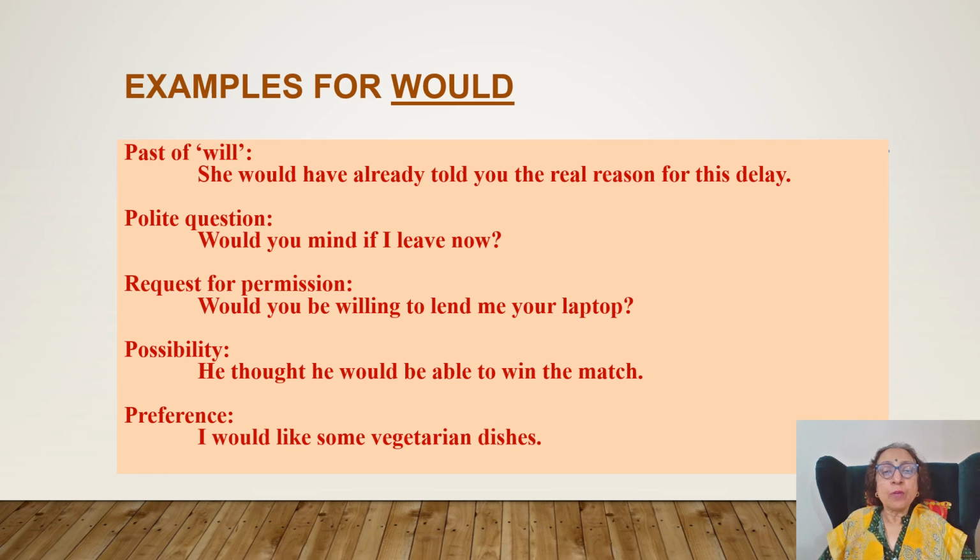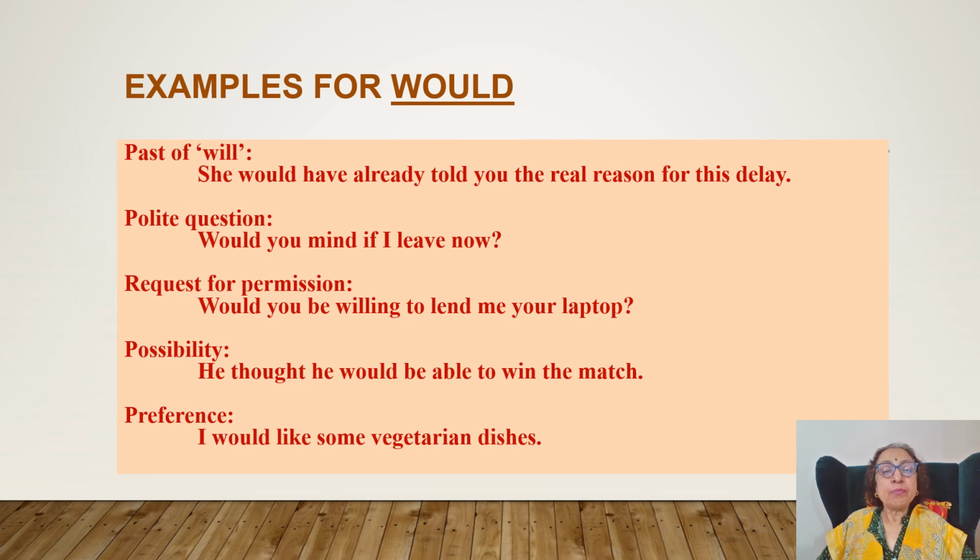Now we come to the verb would. The first usage is the past of will. She would have already told you the real reason for this delay. You can say she will tell you the real reason, present. She would have told you, the past. So that is the usage. The verb is tell and have told.